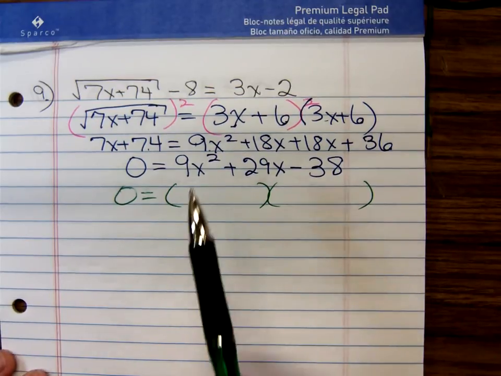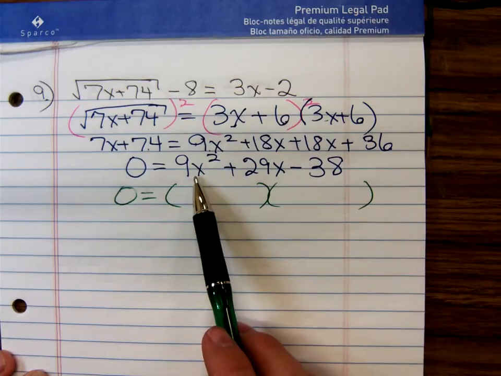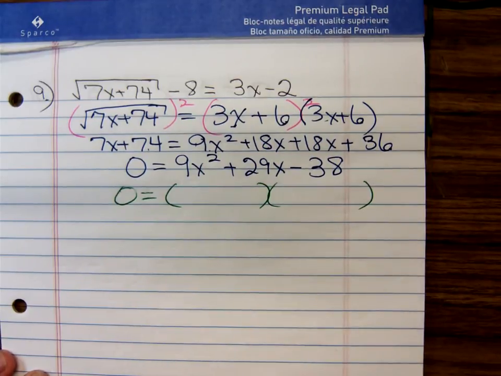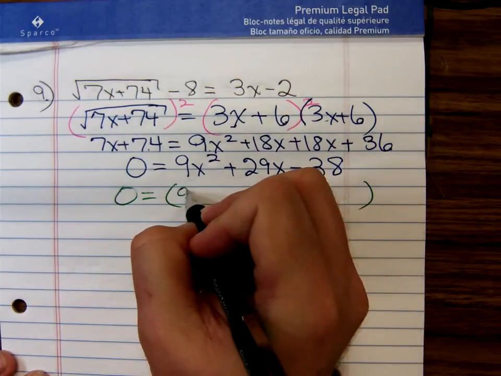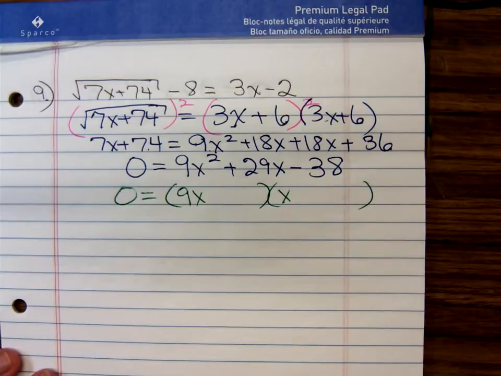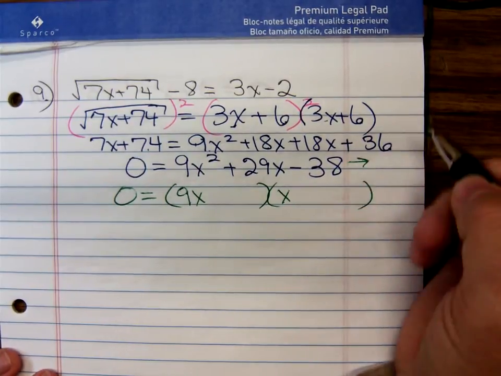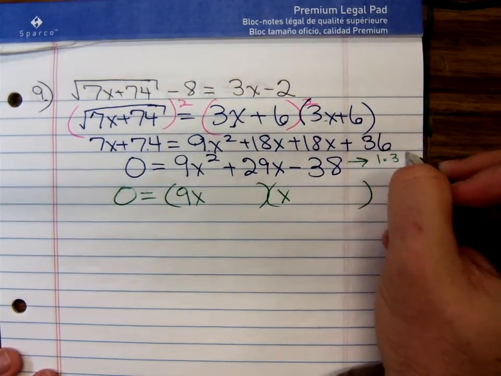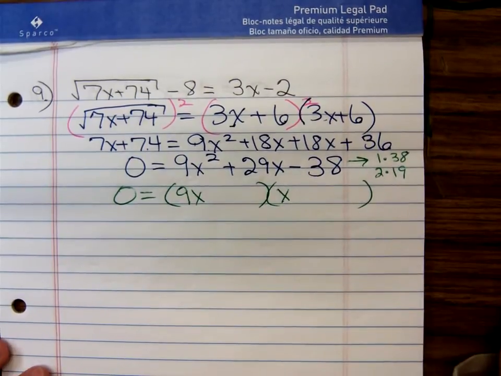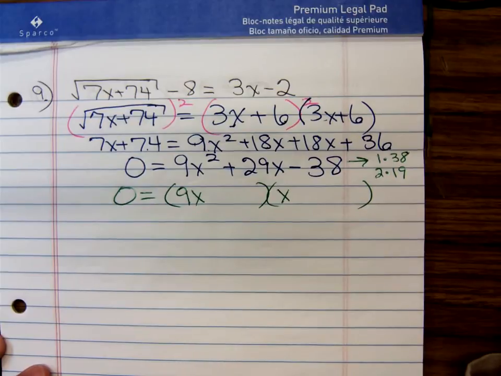9x squared, I was making the mistake of thinking 3x and 3x. I bet that's what most of y'all were thinking, but I don't think that's working. I'm going to try 9x and a 1x. And 38, there's not many possibilities. Just 1 times 38 or 2 times 19 and okay, I see it.